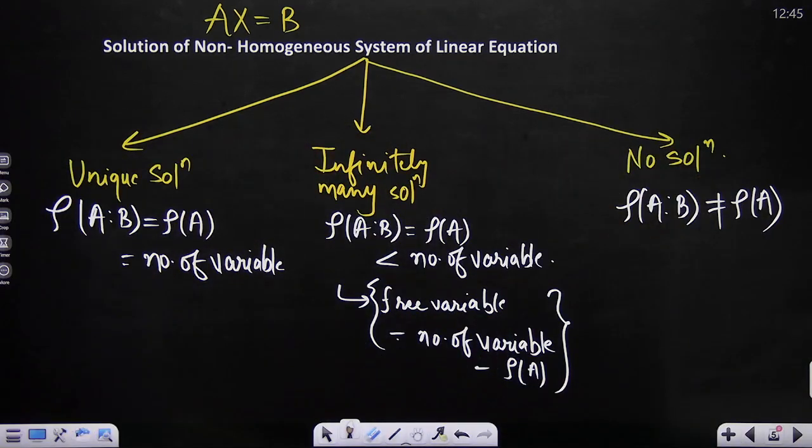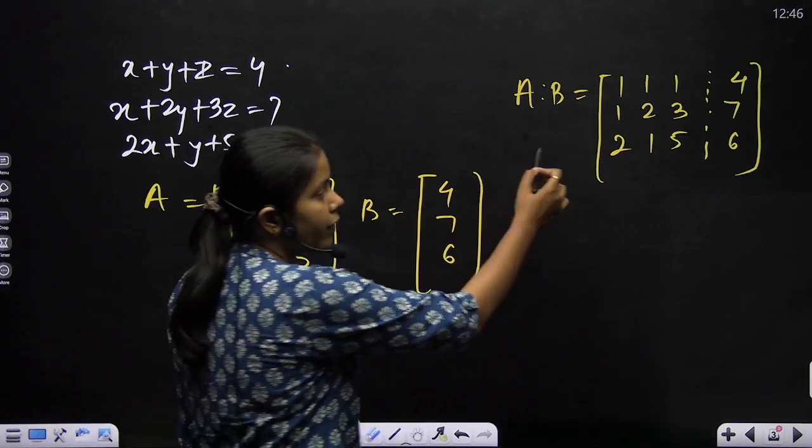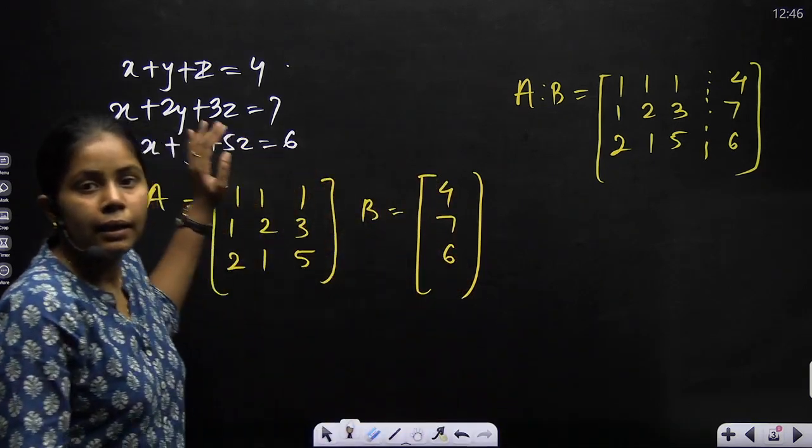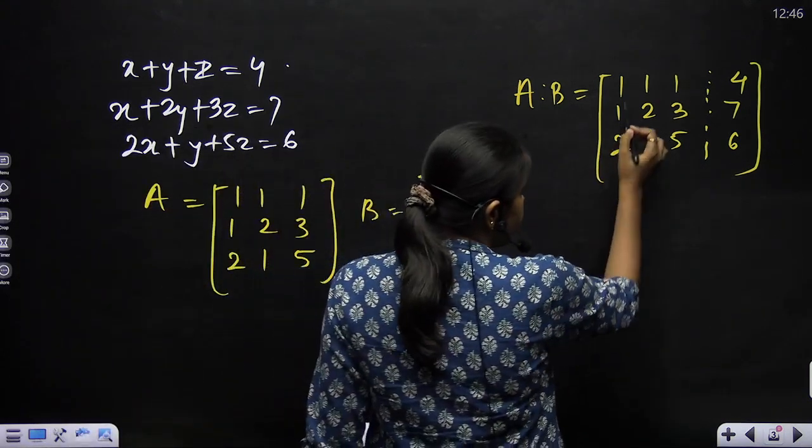So here I have written one matrix, this one, A augmented B. Let's find out its rank. We'll see how many solutions this system of linear equations we have written has. So let's find out the rank. For that, first I'll row reduce.